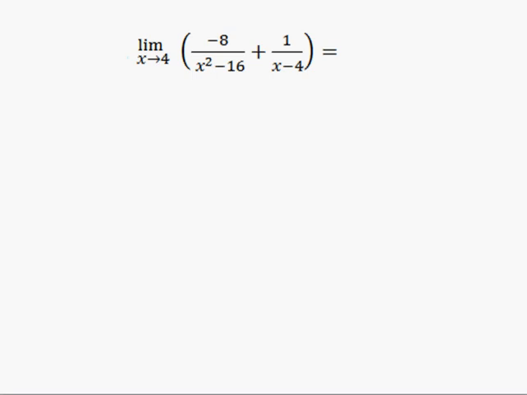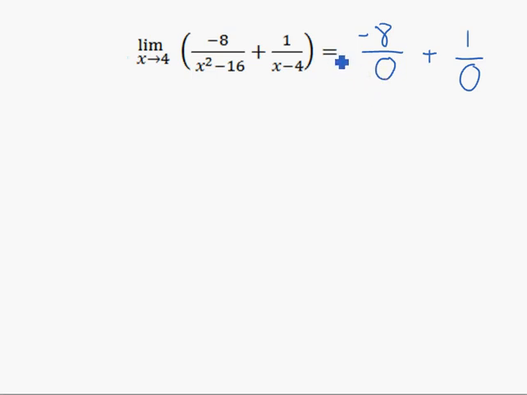We're going to plug in 4 first. We're going to find out as x goes to 4 what this function equals. And we get negative 8 over 0 plus 1 over 0. Now this is weird. When this happens, we have an undefined number at negative 8 over 0. That's undefined, and we're adding to it another undefined number.